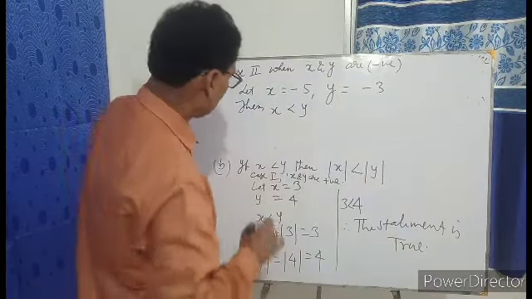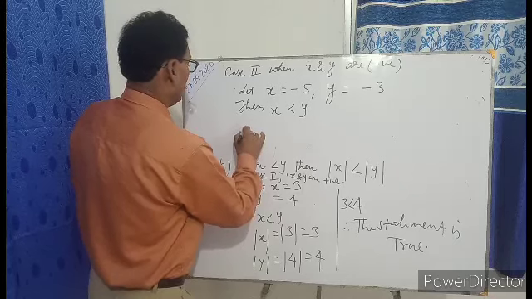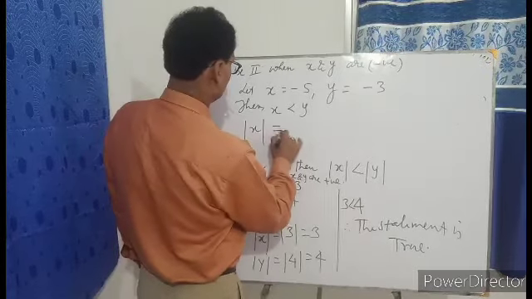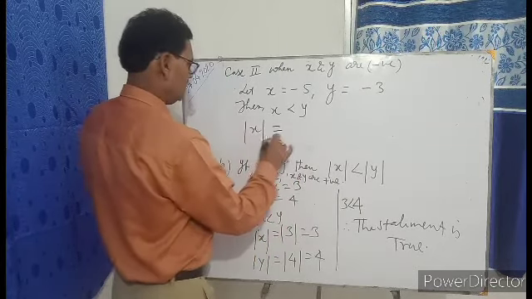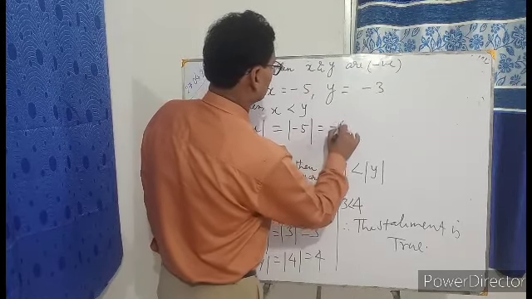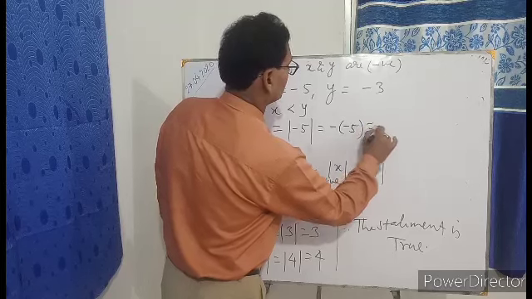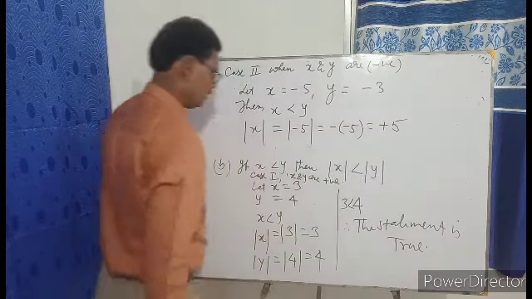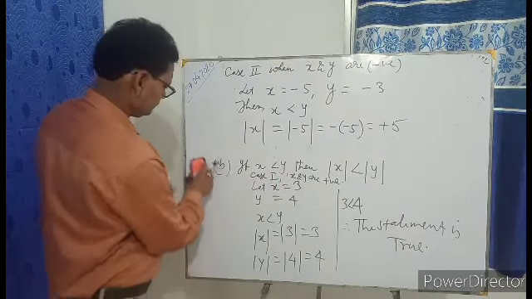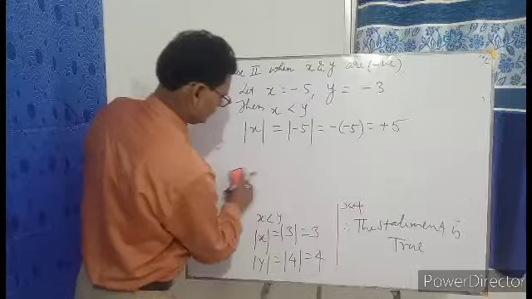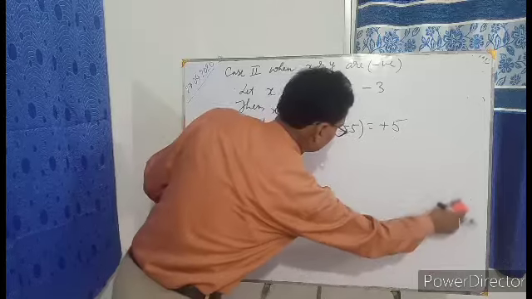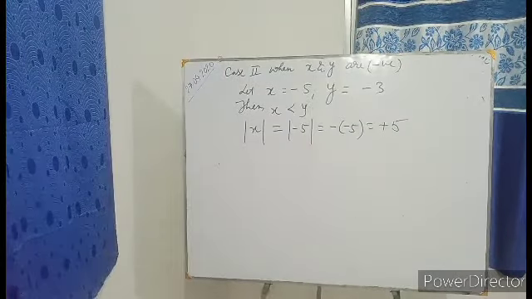Now let us take the absolute value of x. It will be the absolute value of -5, and you know it is minus of -5, which is equal to +5. Okay, now again take the absolute value of y.